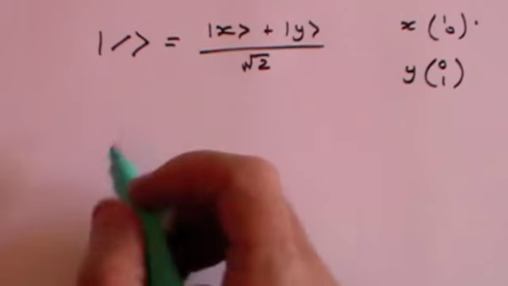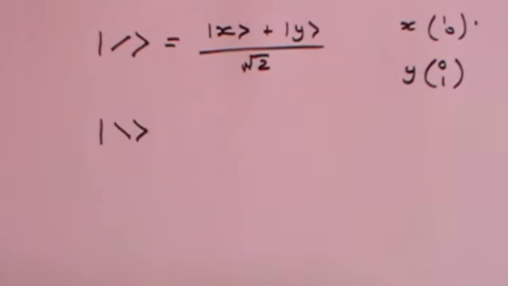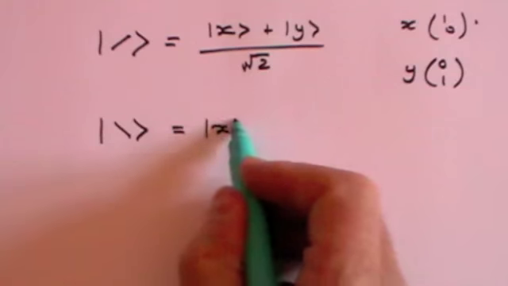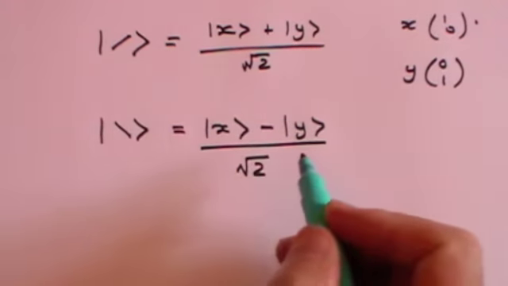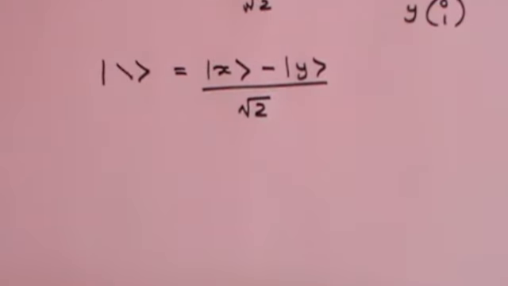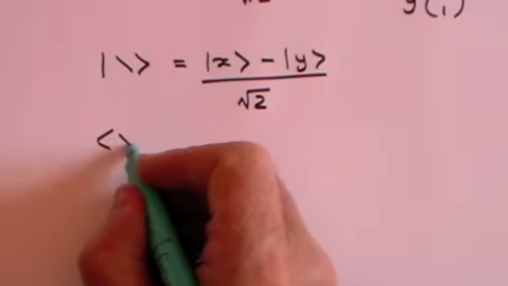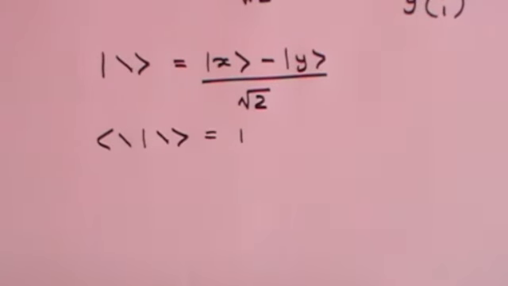So the next question is, what then is a 45-degree angle polarizer that's a backslash at 45 degrees? Let's take a guess, which turns out to be right, that it is x minus y over root 2. And if you substitute these two in, if you do the inner product of backslash with backslash, you will indeed get 1, which of course is the acid test that this will work.